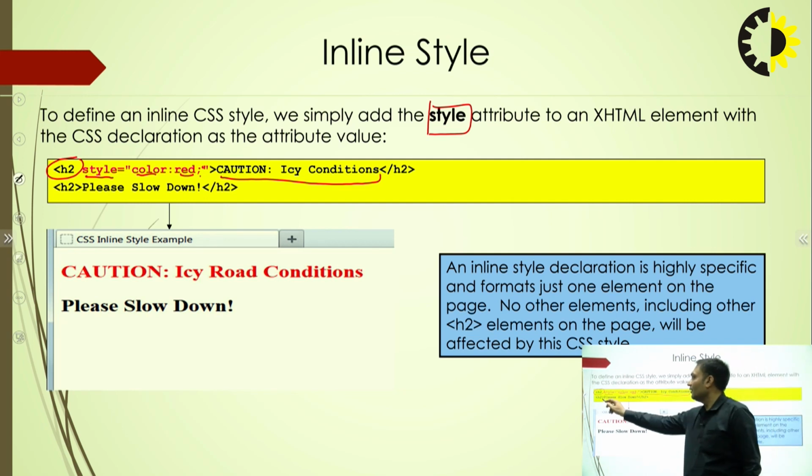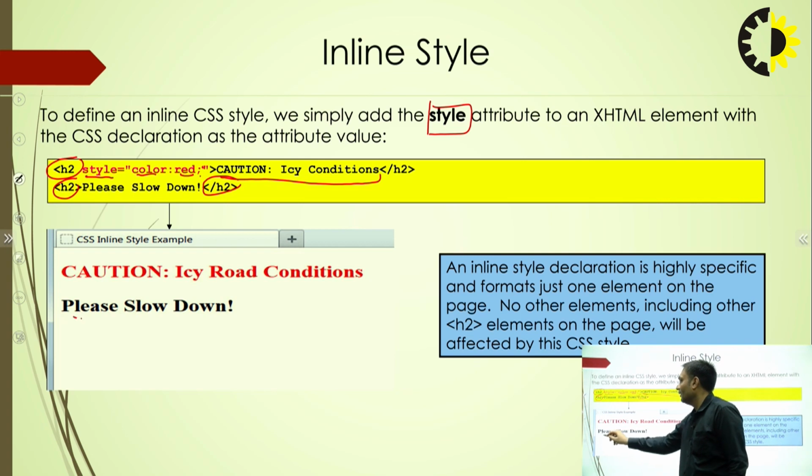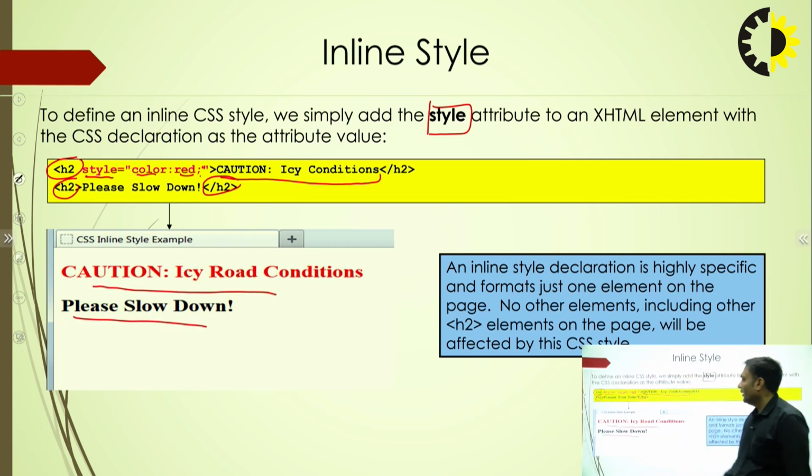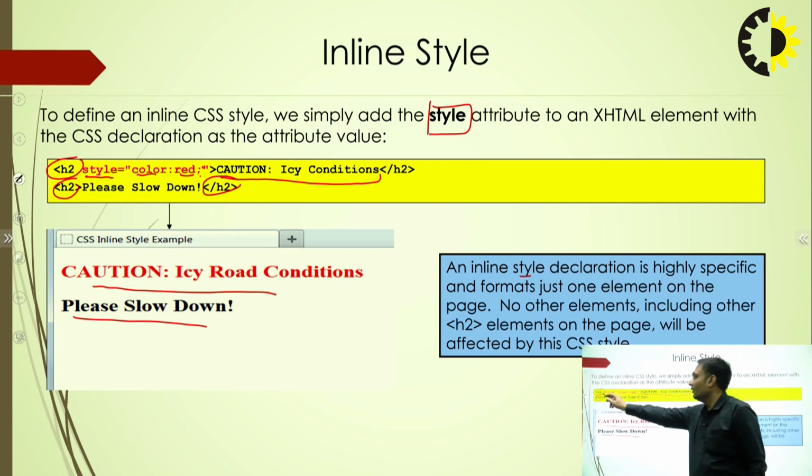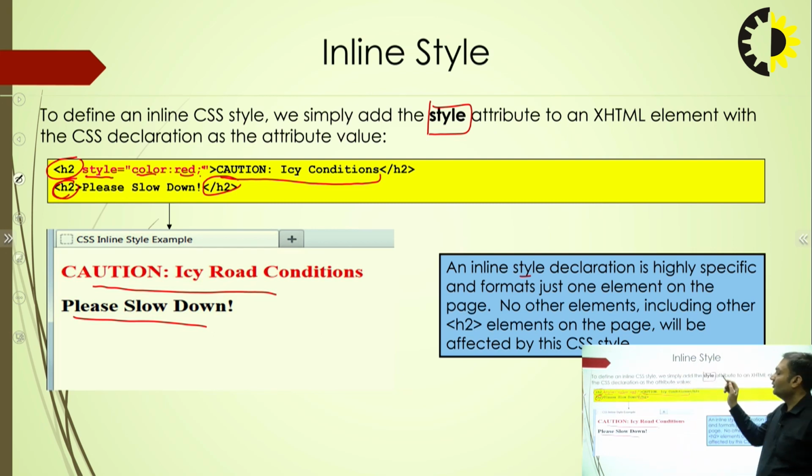Now there is another heading, the same heading tag, but we are not applying any CSS, so it will be displayed as it is, right? So in this way we can apply inline CSS. An inline style declaration is highly specific and formats just one element only. So if we want to apply it on whole elements, like this H2 and this other H2 also, I will not use inline CSS. For that purpose I need to use internal CSS.